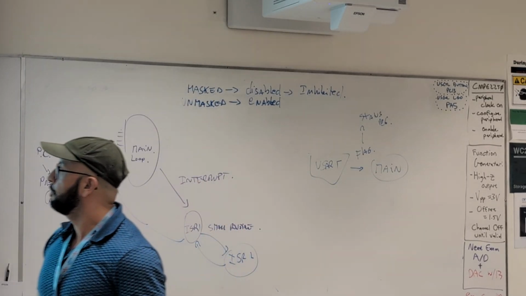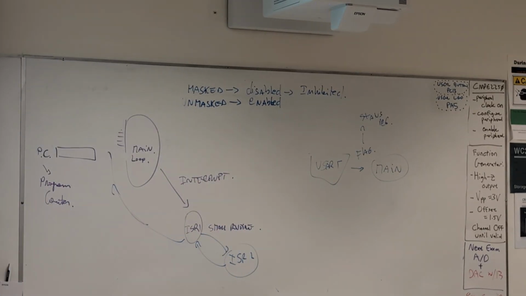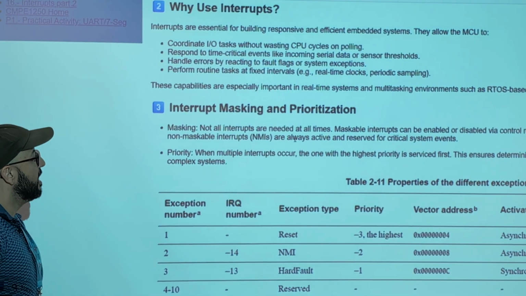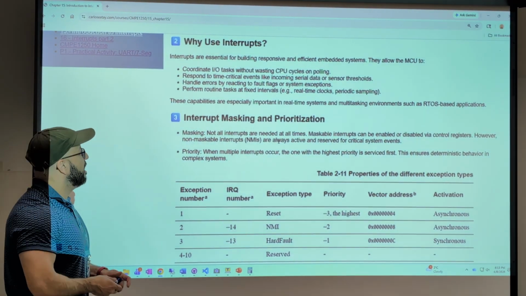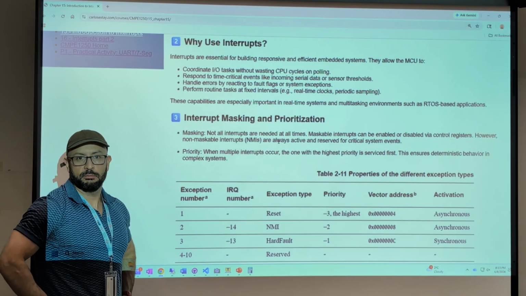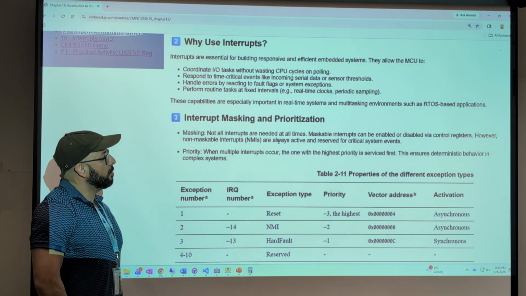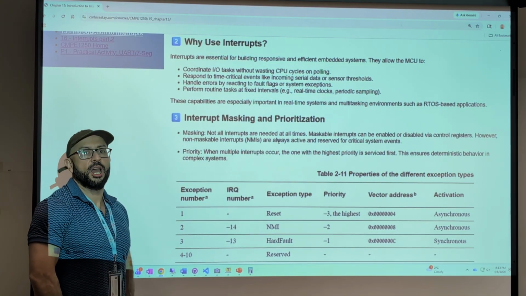That's why we have interrupts that are maskable and some interrupts that are non-maskable. Okay? The ones that are not maskable, what actually does it mean? That they cannot be disabled.